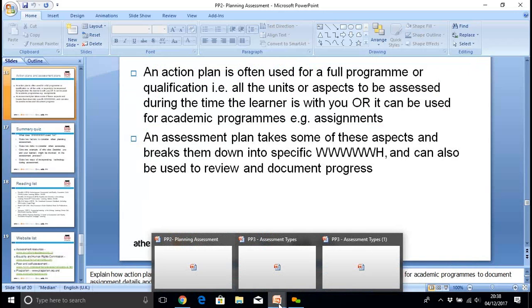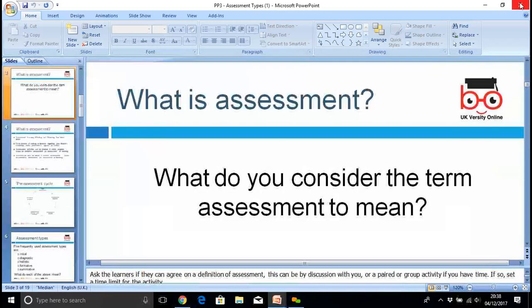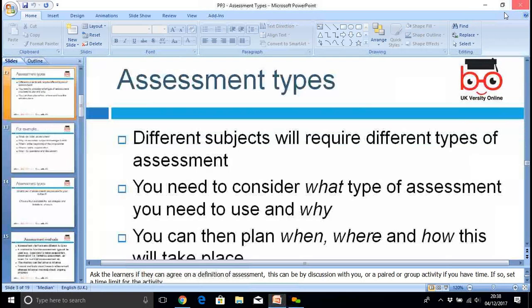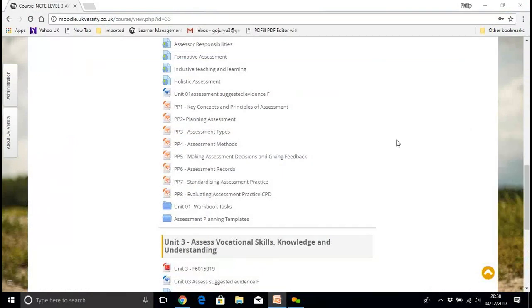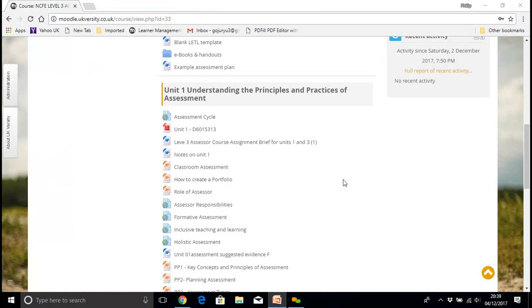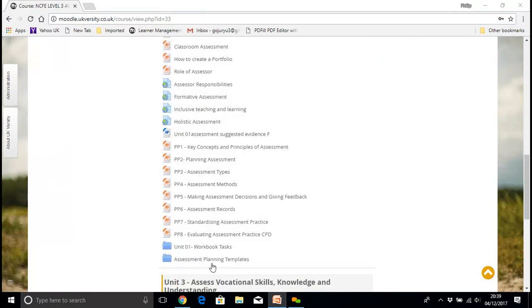Right, I'm going to just shut this one down for now. Oops, go back from there. There we are at last. I'm going to work through to the workbook tasks.